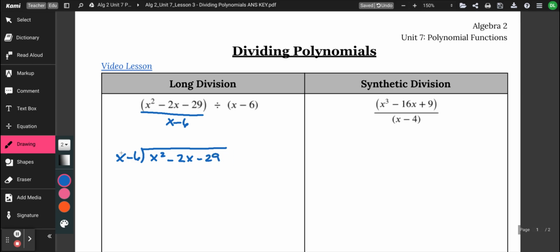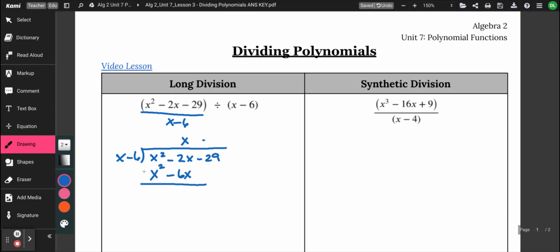Okay, and we're going to look at this first term x and figure out what we have to multiply by in order to get x squared. So x times x is x squared, and then we have to make sure that we put our x in the right place outside up here. And so x is a like term with minus 2x, so we're going to put the x up here. So x times x is x squared, and again we're going to line up our like terms, and then a minus 6x.